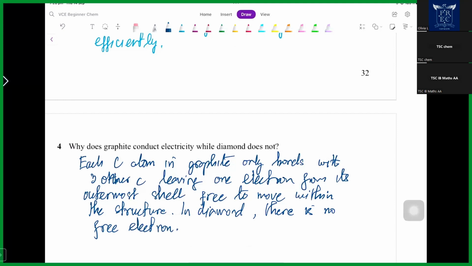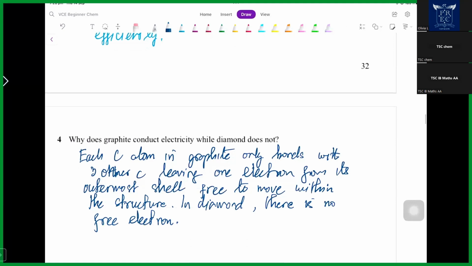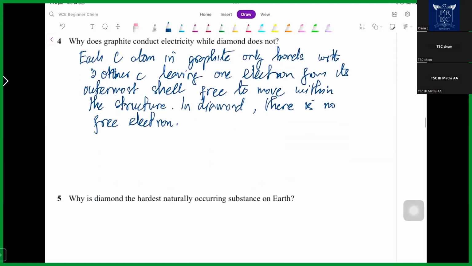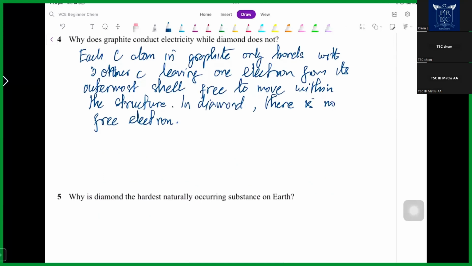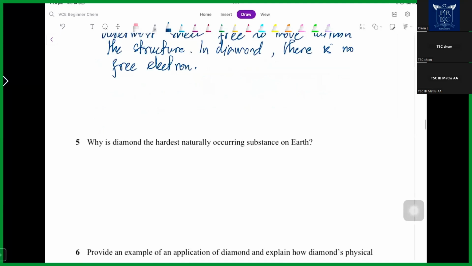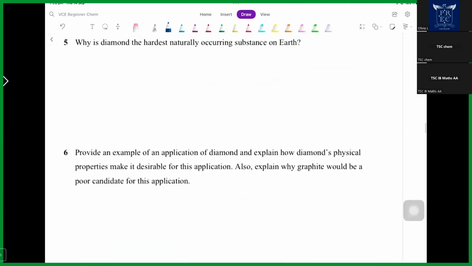I think the subsequent questions are very repeated kind of questions. They ask why diamond is the hardest naturally occurring substance because of the structure. I think I've already mentioned this. It's due to their rigid structure. So question 5, question 6, you can reuse the same concept to answer.